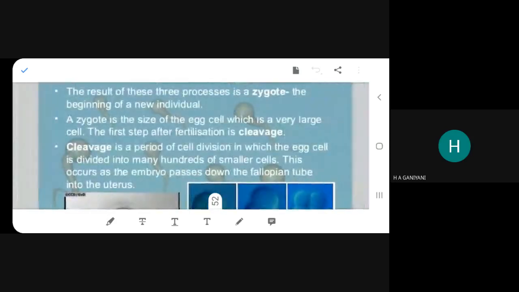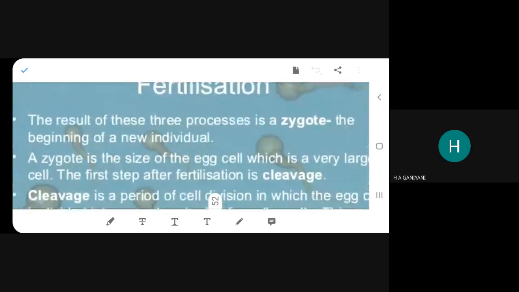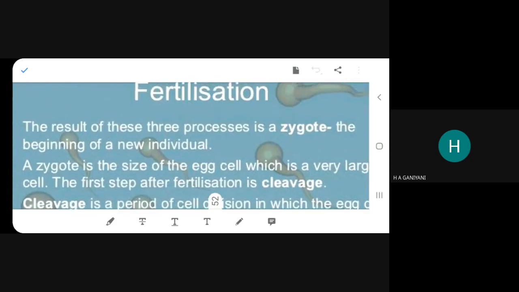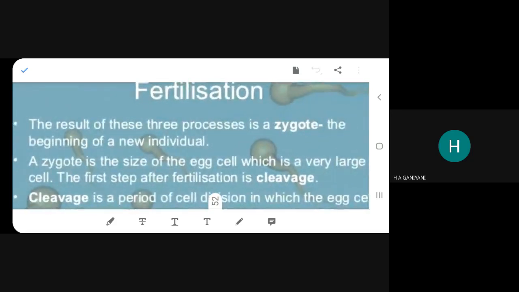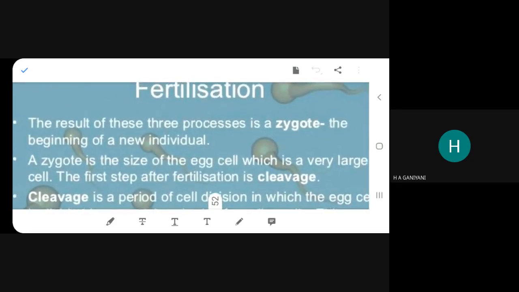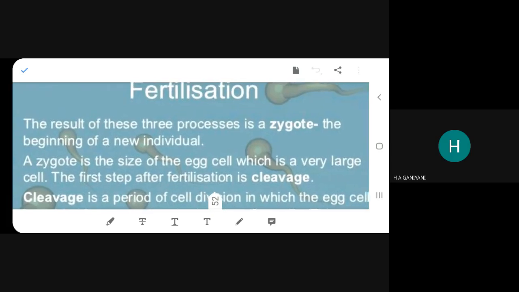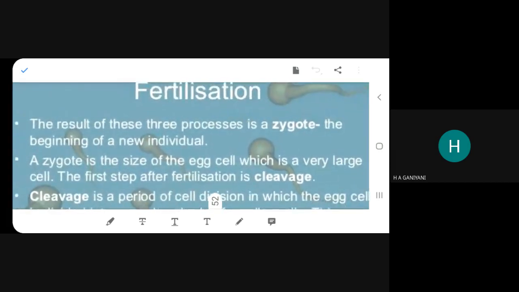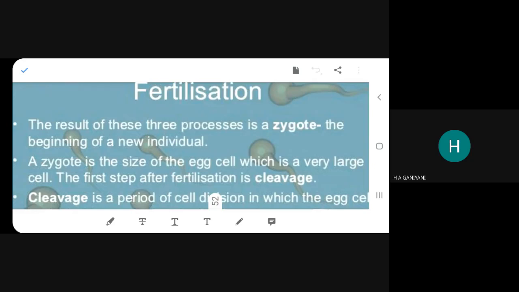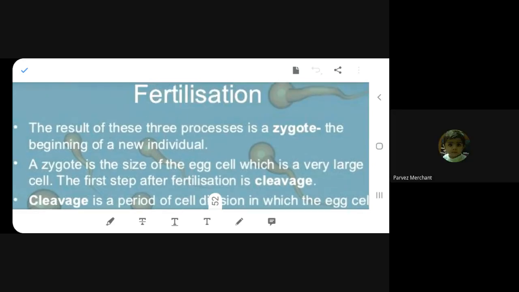Now let's see what happens after fertilization. All of you can read, beta. I've asked you if you wish to read. I will be glad. I will be very happy. Because I wish that all of you should get the chance to read the slides.